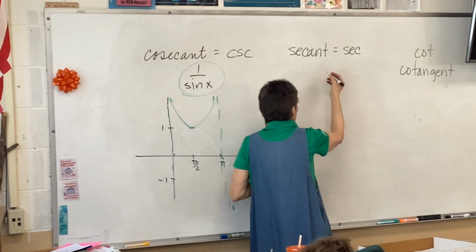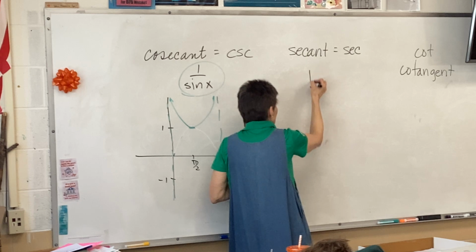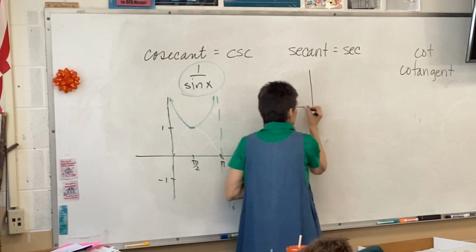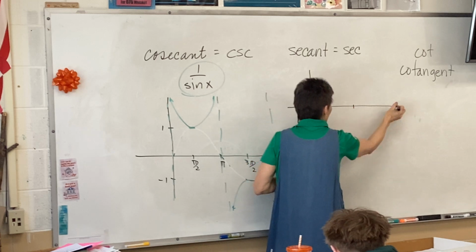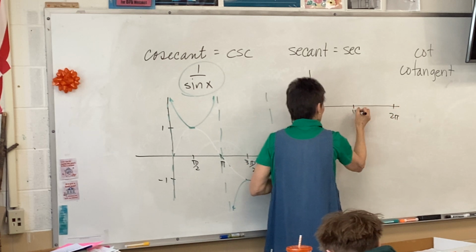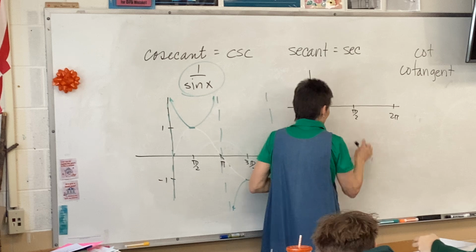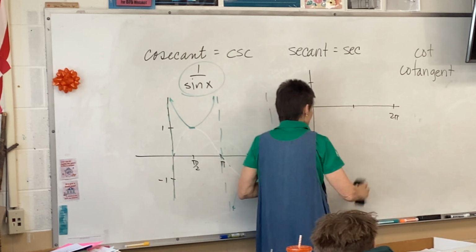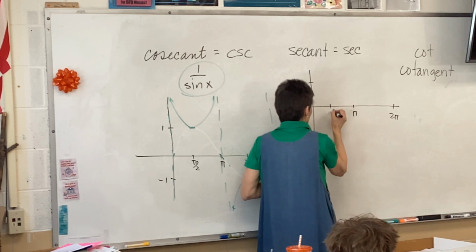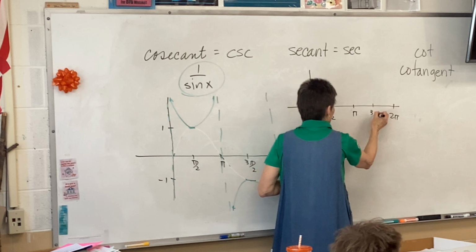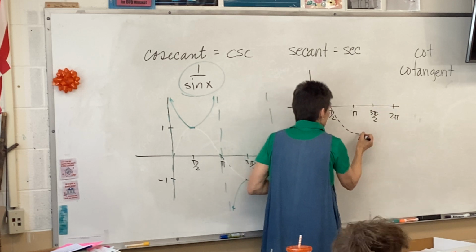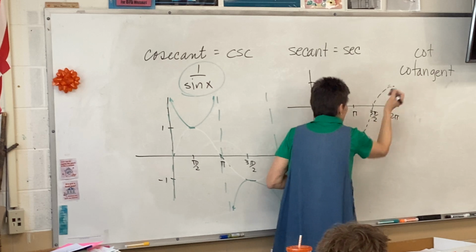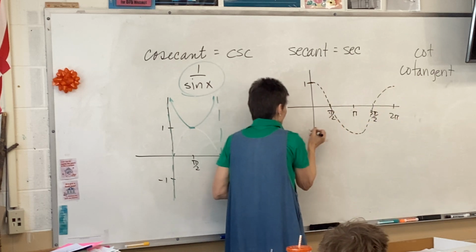All right. Now, guess what I'm going to do here for my secant? S-E-C. Secant. I'm going to graph 1 period of my cosine. And then I'm going to do exactly the same thing. So dash it in. Here is my cosine. Is that okay with everybody?